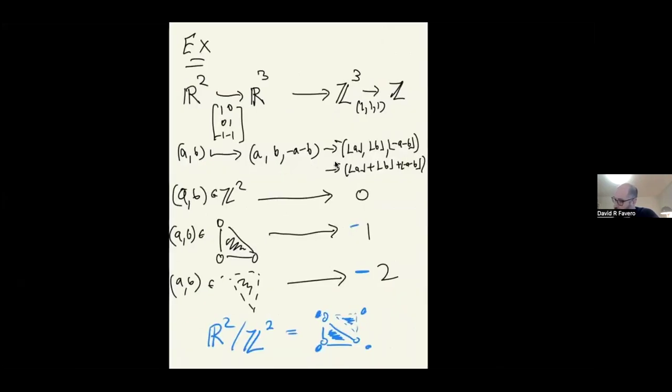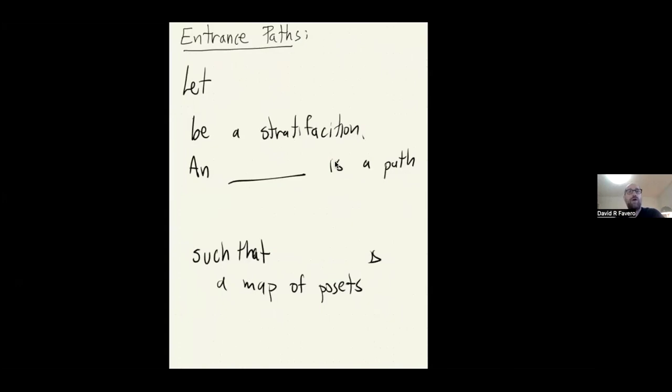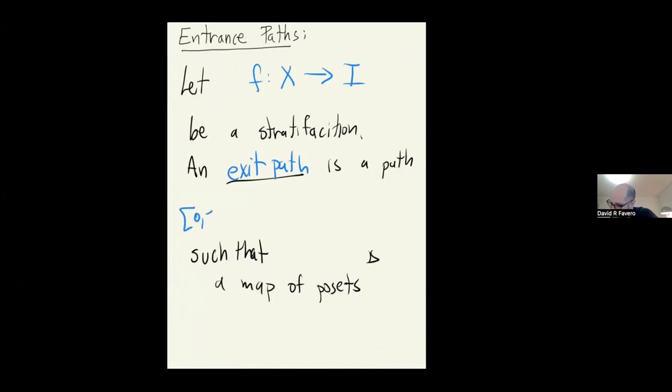So I want to talk about how to form an algebra from these stratified spaces. Let's start with some stratification. I want to define an exit path. It's just going to be a path in my topological space.